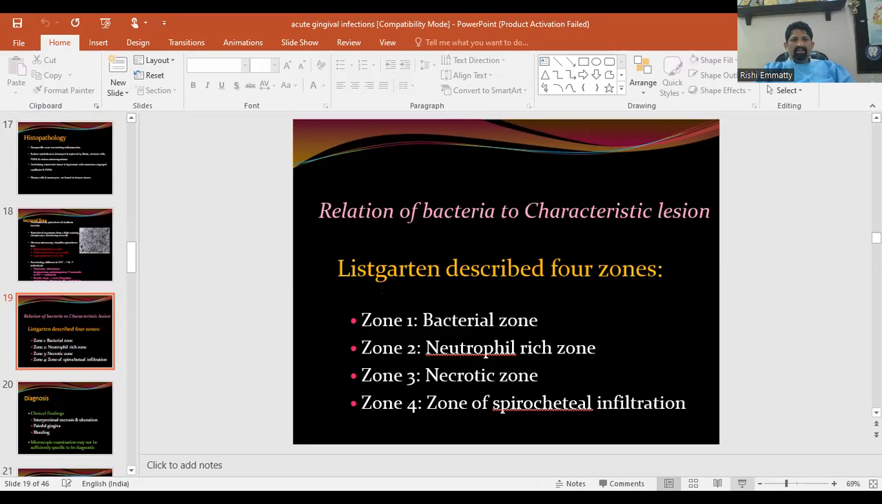And the relation of bacteria to the characteristic lesion: Listgarten described it as 4 zones. Zone 1 is the bacterial zone, zone 2 is the neutrophil zone, zone 3 is the necrotic zone, and zone 4 is the zone of spirochetal infiltration. Listgarten divided it into 4 zones.